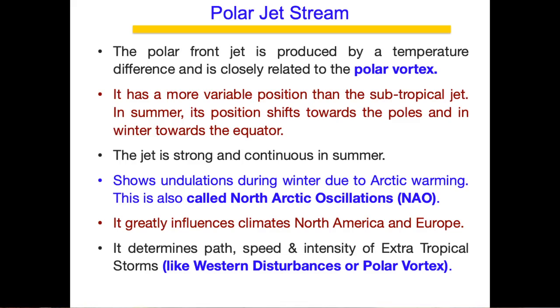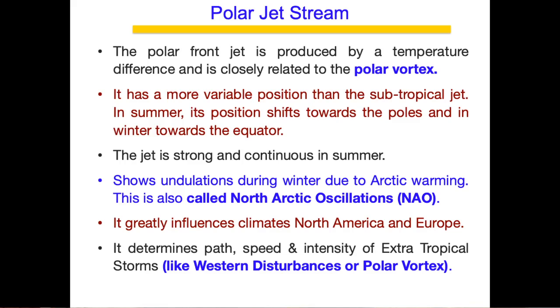The other thing is, this polar jet stream can kickstart an extratropical storm like a western disturbance or a polar vortex. Everything that we talk about with these extratropical storms, like western disturbance for India or polar vortex for the US, Canada, or Europe, is tied to the polar jet stream.